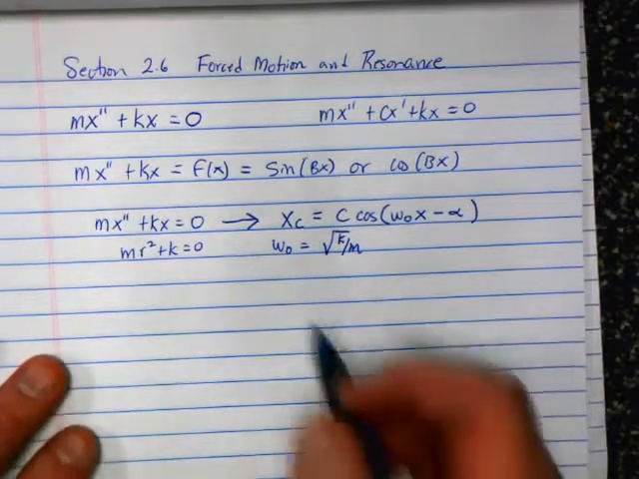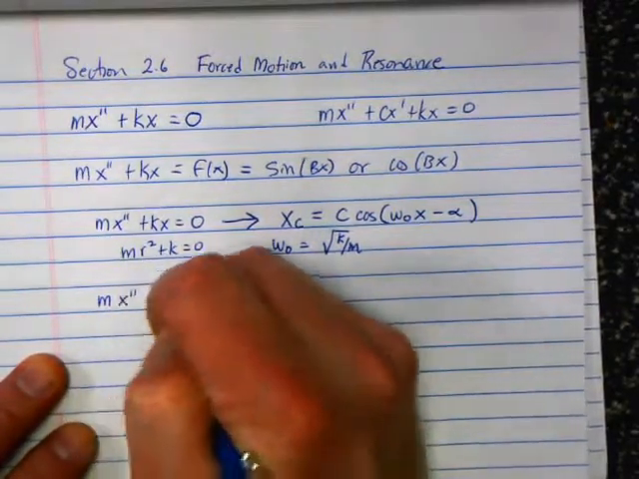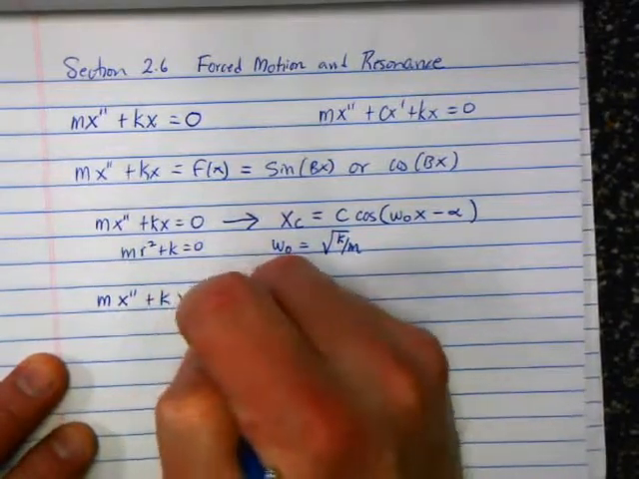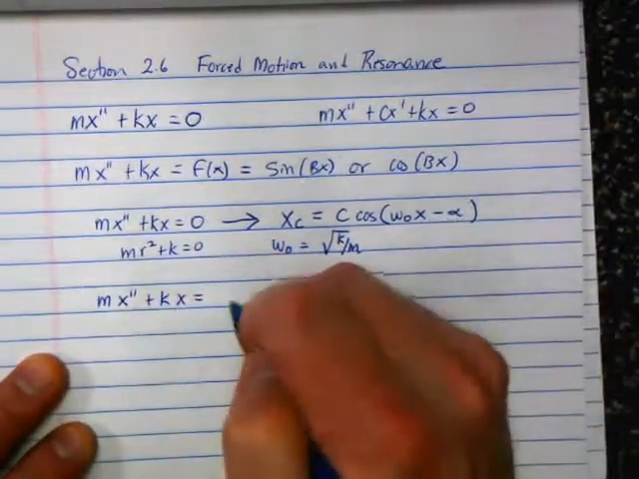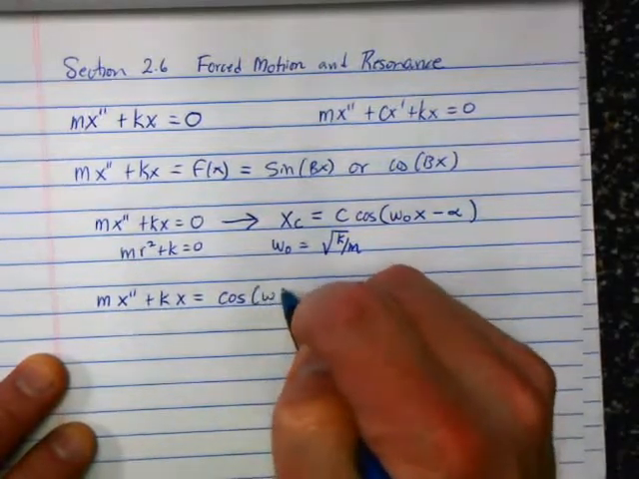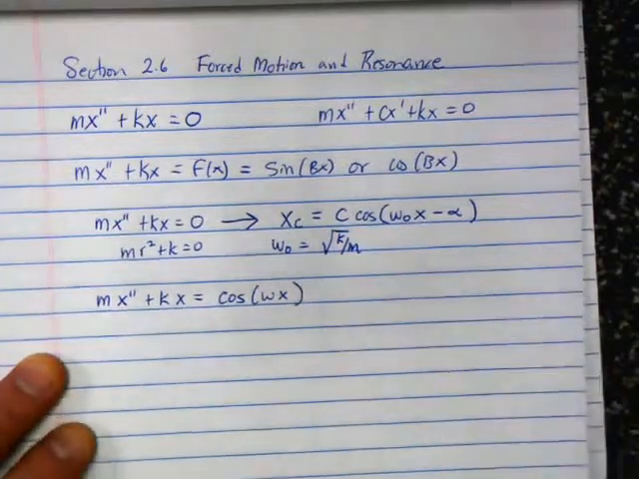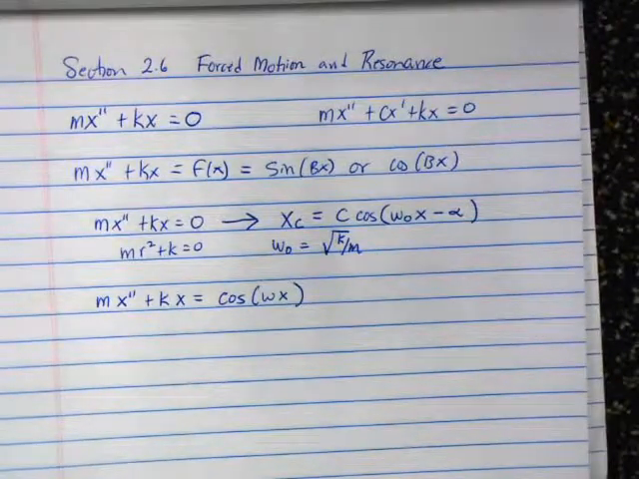So typically what's going to happen, we're going to have to find our particular solution. We're going to have mx double prime plus kx equals, most of the time here, our force function is something that involves a cosine. It could just as well be a sine, but typically we use cosine. Why do we typically use cosine?